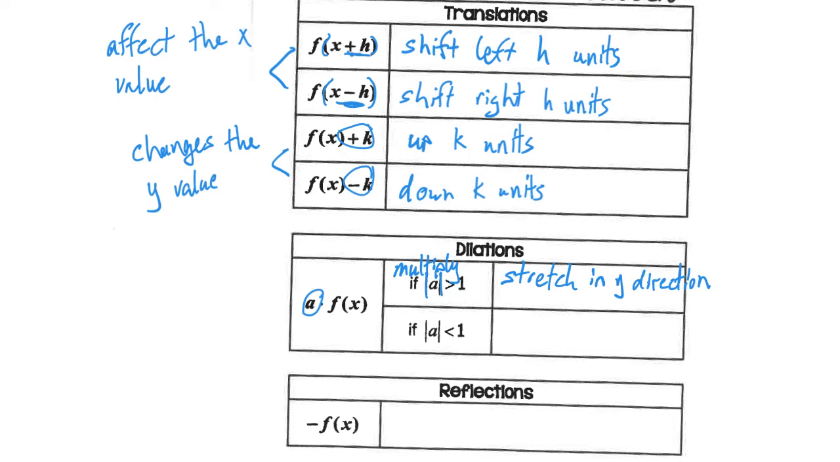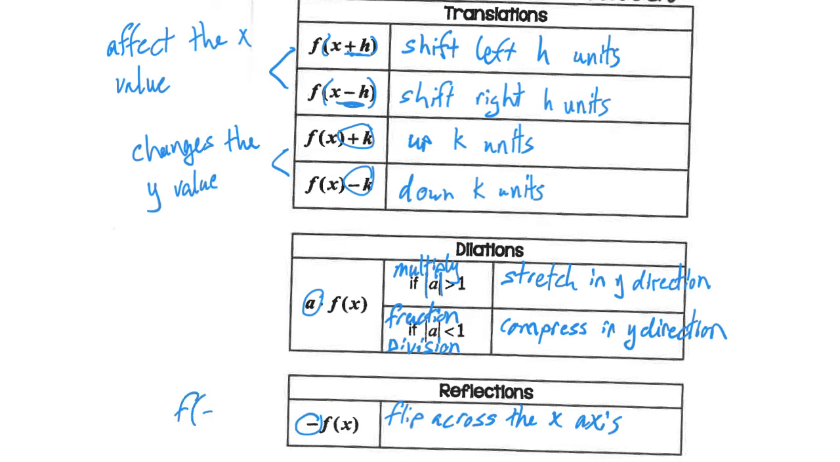If a is less than 1, this is a fraction, so this would be division. So if a is less than 1, you're going to have a fraction, which is division, and that's going to compress in the y direction. Compress. And then finally the reflections. Notice the negative is outside the function, so it's going to change the y value. So this is going to flip it upside down, across the x-axis.